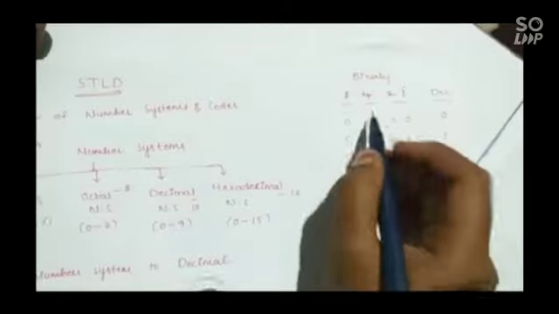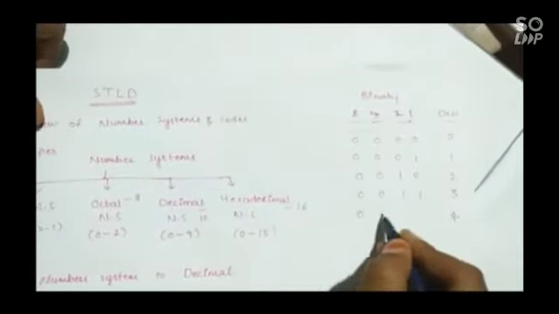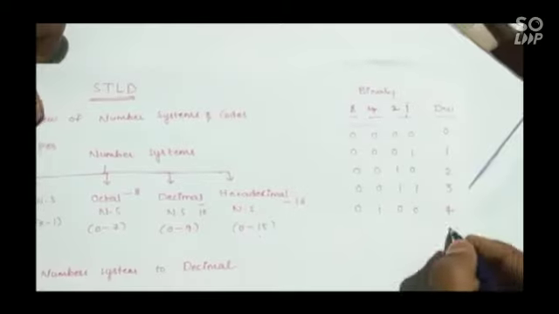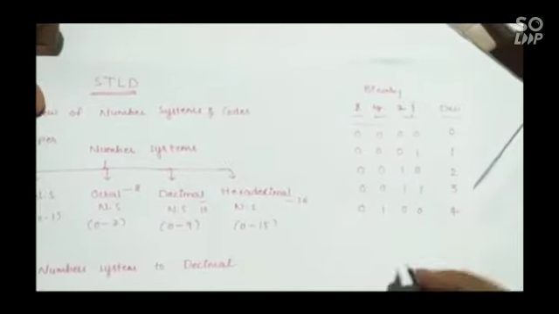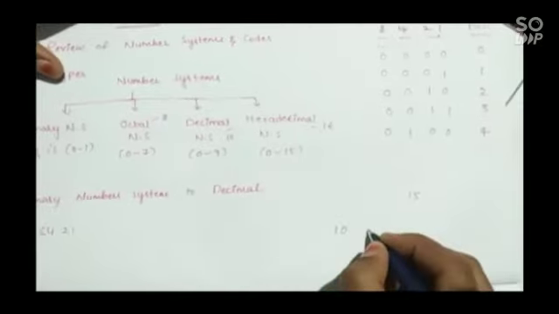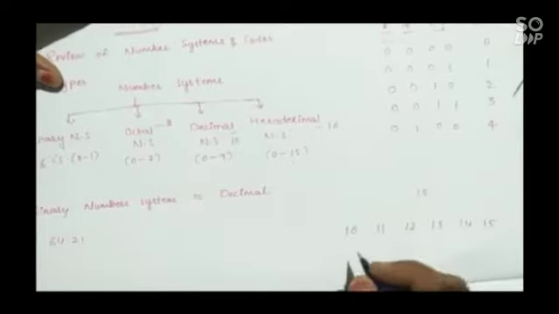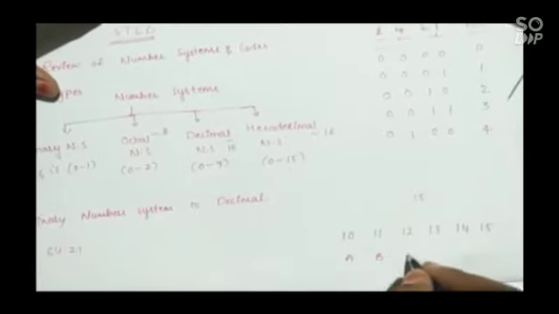And 3: here 2 plus 1 is equal to 3, so 0011. And decimal 4 we will represent as 0100, since 4 appears. In the same way we will see up to 15, and the binary values of 10, 11, 12, 13, 14, 15 we will represent as A, B, C, D, E, F.